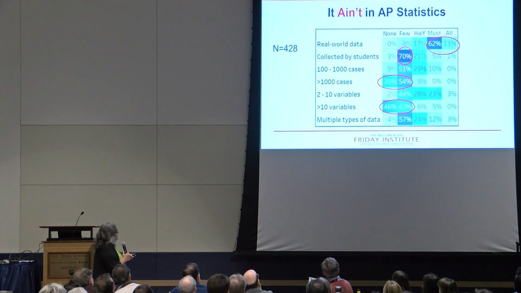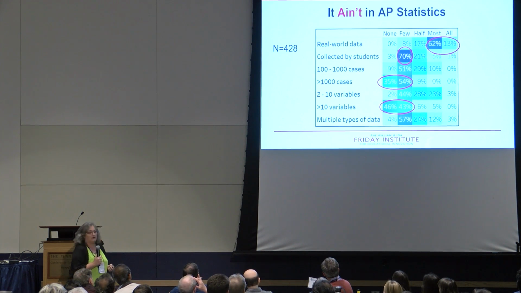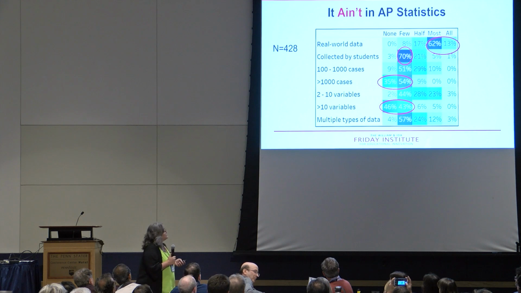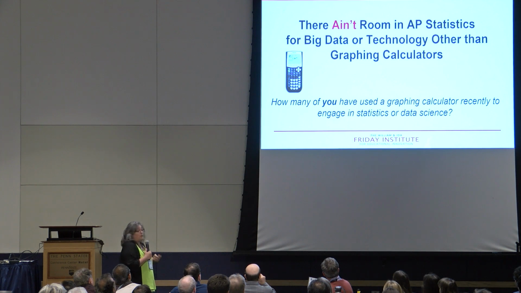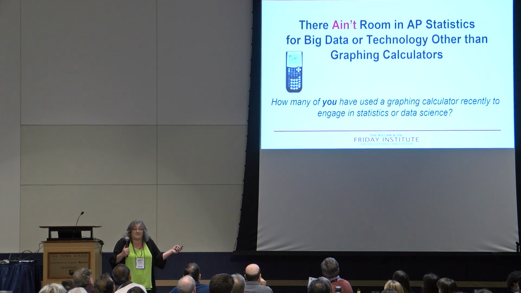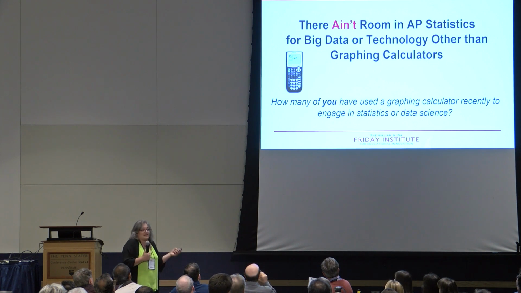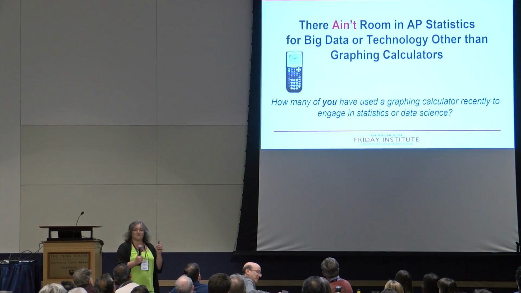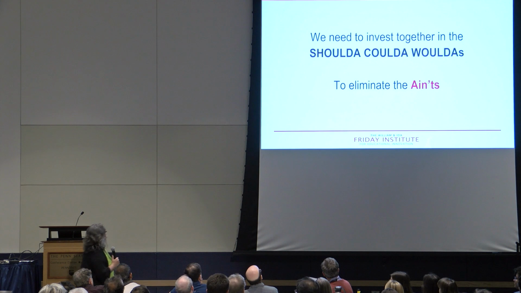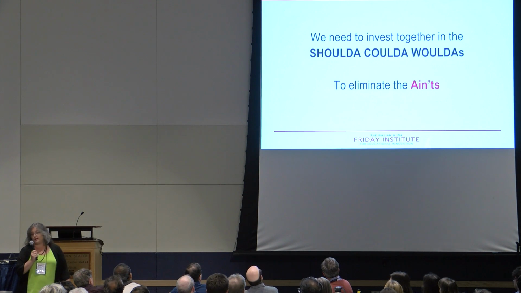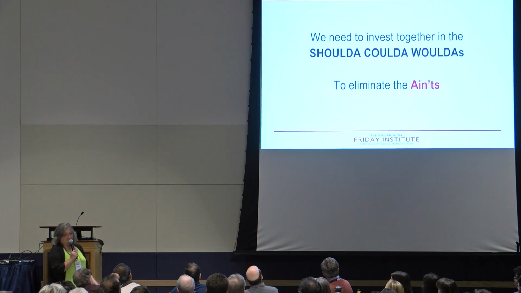And then thinking about the number of cases or variables, hardly at all are they using any kind of data sets that look real. And multiple types of data, they don't use data sets that have categorical and quantitative variables in them. So when we did interviews with a sample of these AP statistics teachers afterwards, they just say there ain't room in AP statistics to do big data or to use technology outside of the graphing calculator. So how many of you have used a graphing calculator recently to do statistics or data science? Why is it still in AP statistics? So we need to invest together in the shoulda, coulda, wouldas and get rid of those ain'ts.